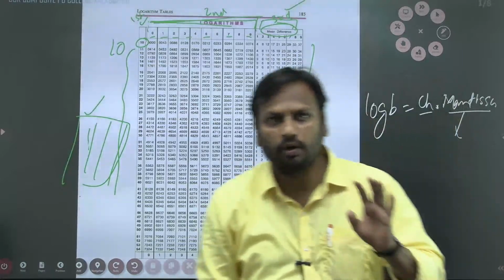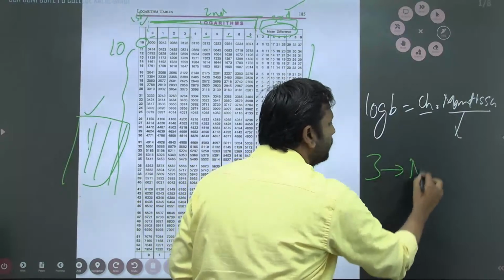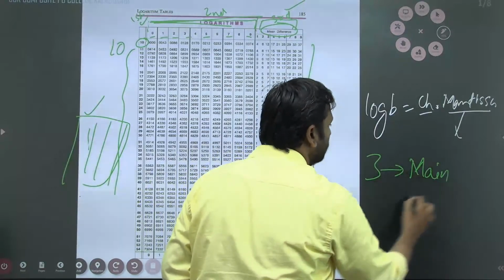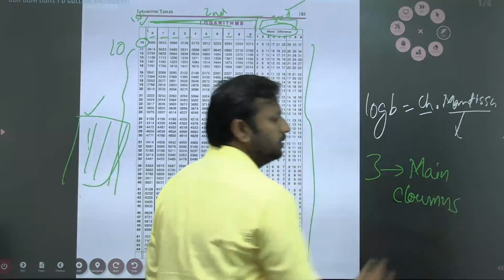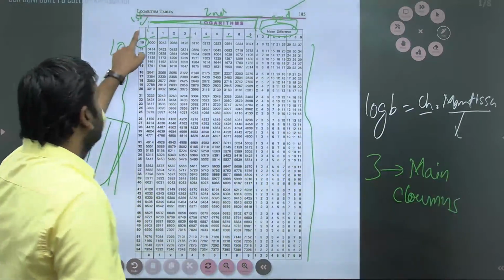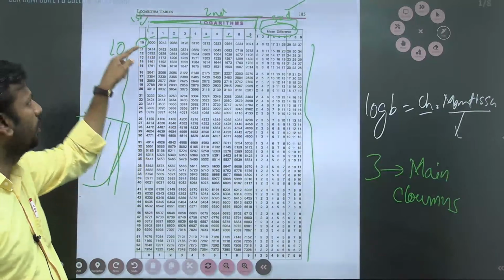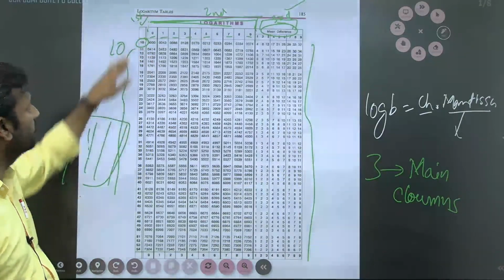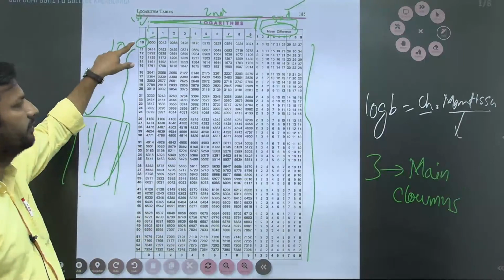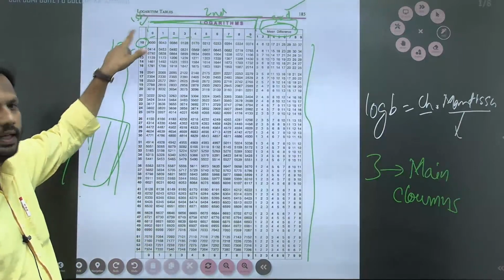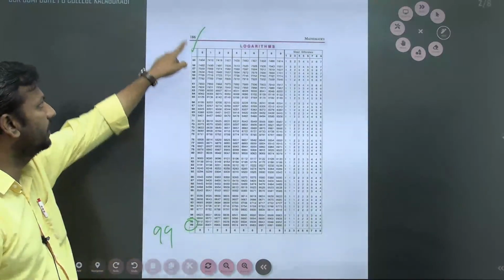Got it? So the logarithm table is divided into three main columns. The first main column starts from 10 onwards, that is 2-digit numbers onwards. All are 2 digits. The first main column has only one column, starting with 2-digit numbers from 10 to 99.